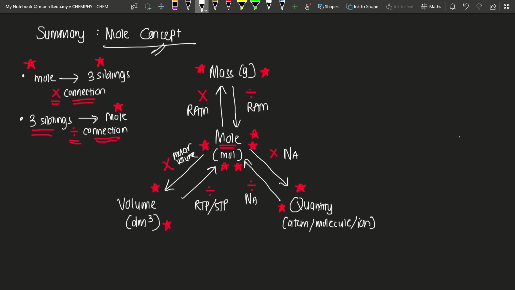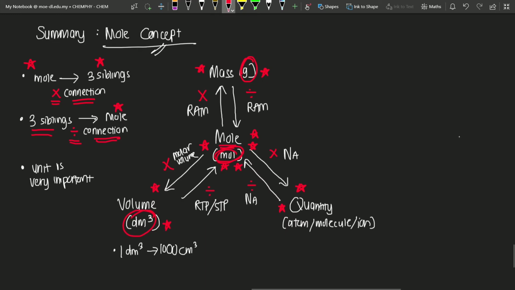Another thing you need to emphasize is that units are very important. The unit for mole is mol. The unit for mass is gram, not kilogram. The unit for volume, you must convert to dm cube. Remember, 1 dm cube equals 1000 cm cube. And the unit for quantity follows the question, whether it asks for atom, molecule or ion. So that is the summary for the mole concept.